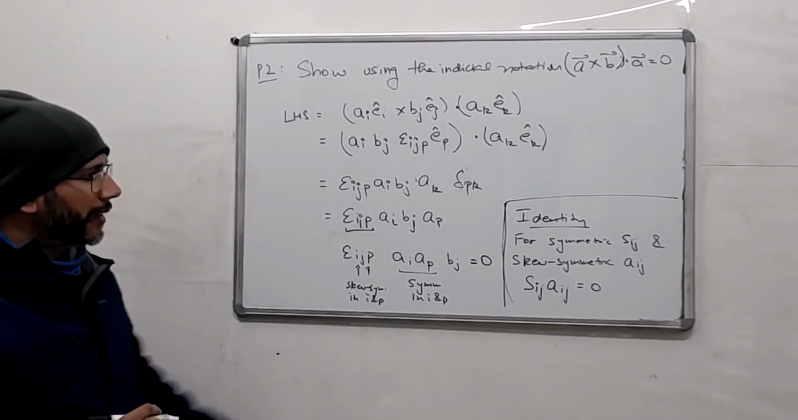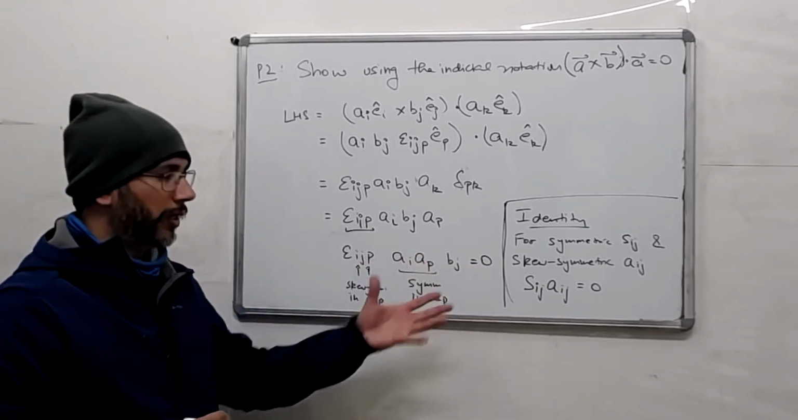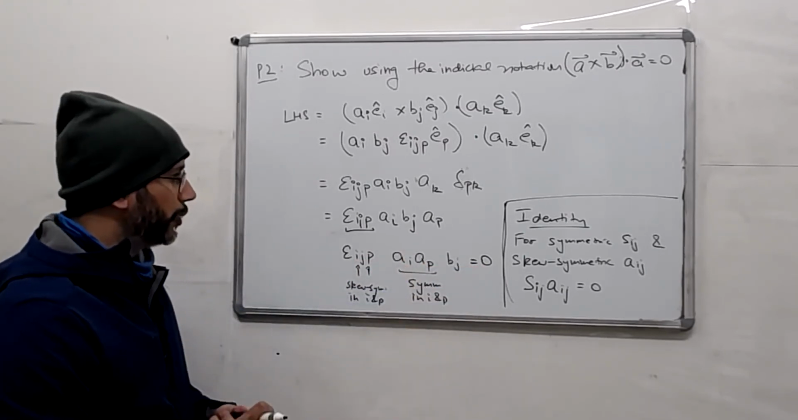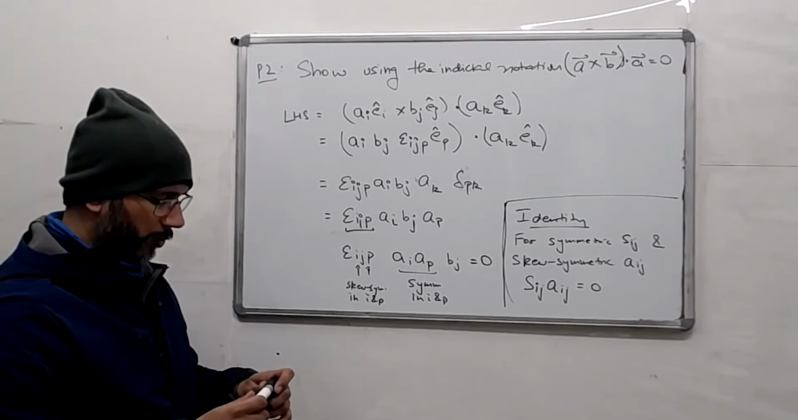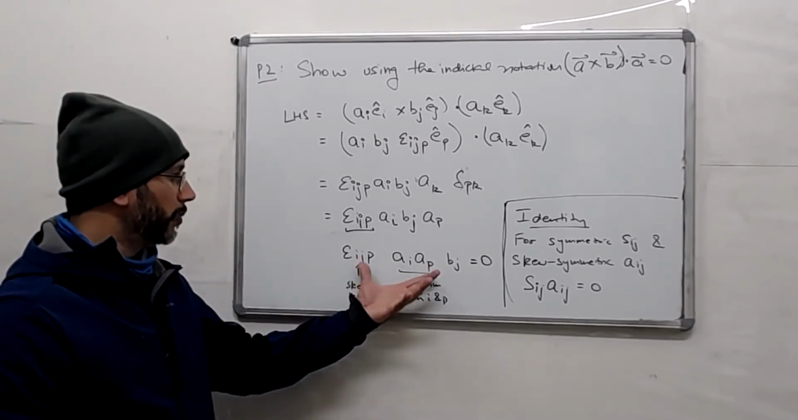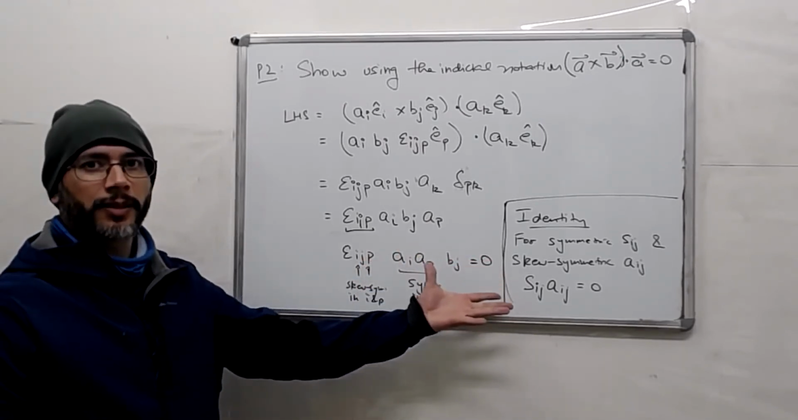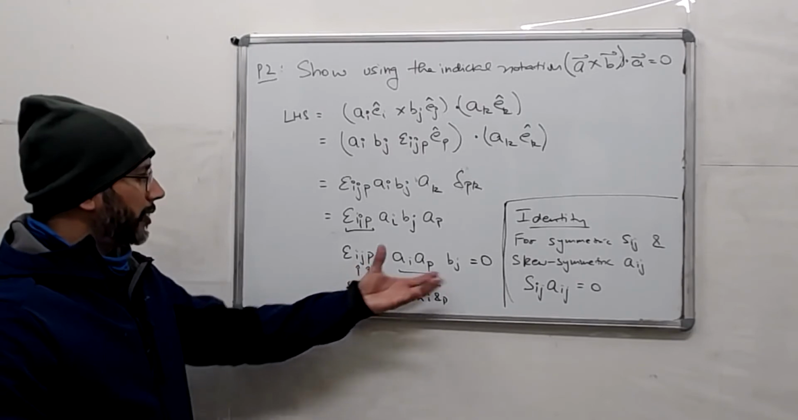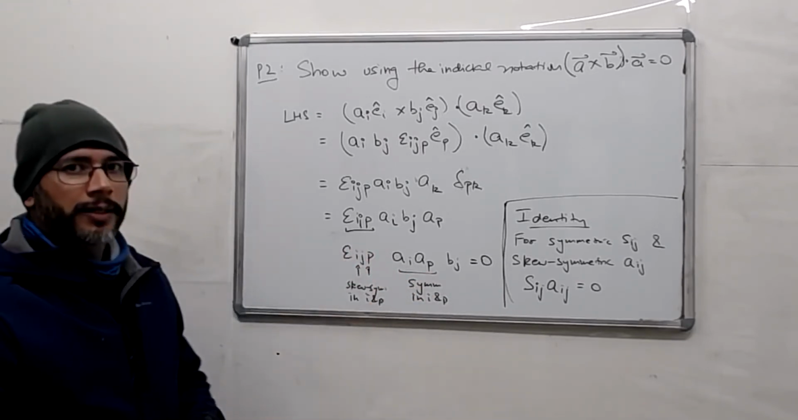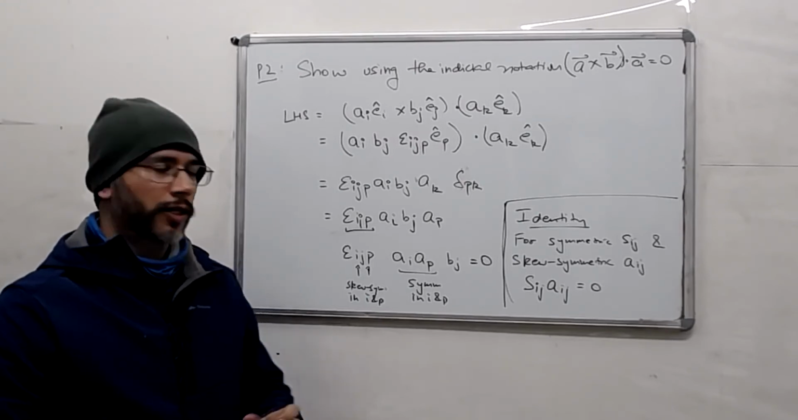I haven't shown you the identity till now, but I'm using it. After this I will show you that this identity is indeed true. Once I show you the identity being true, you can actually go from first principles and show this to be true without using the identity. It's up to you. But it's an extremely important identity that is used when using indicial notation.